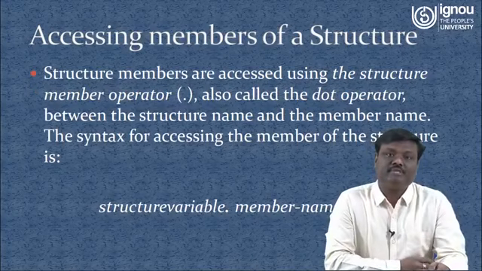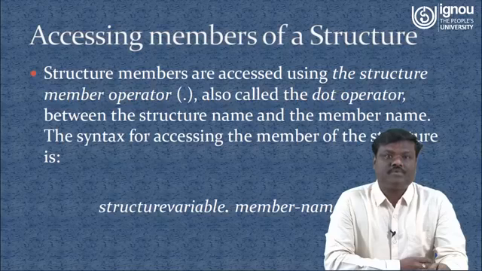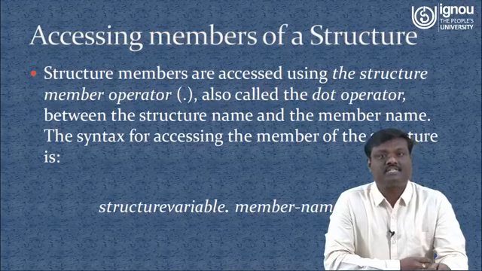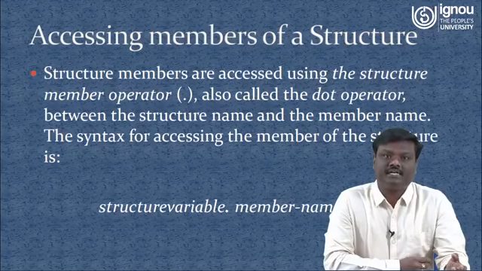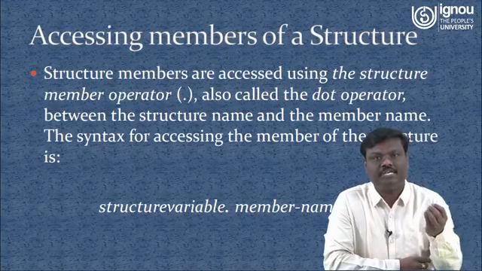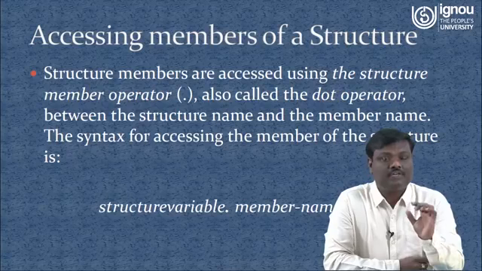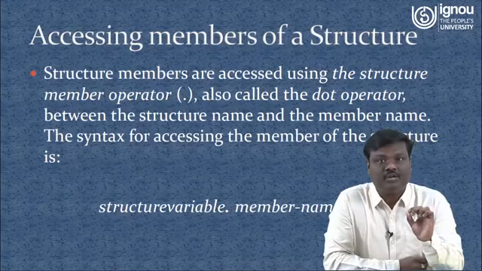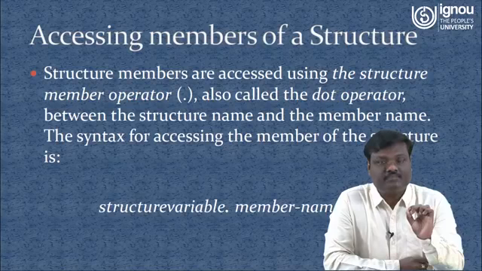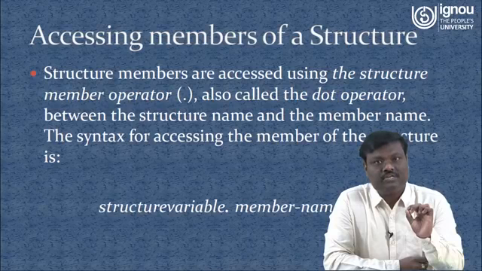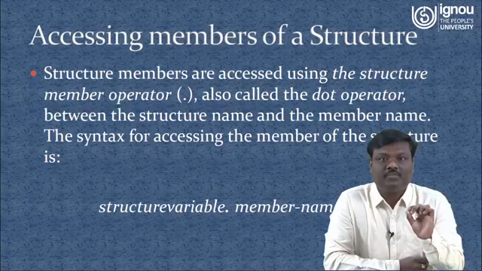Then how to access the members of a structure? Structure members are accessed using the structure member operator, that is the dot operator. It is not a direct variable like int a. A can be used, A can be assigned, A can be given a value during the course of the program. However, whenever you want to access the member of a structure, whatever member you had declared, you have to use the dot operator between the structure name and the member name.